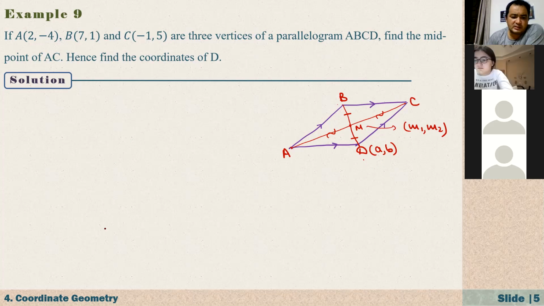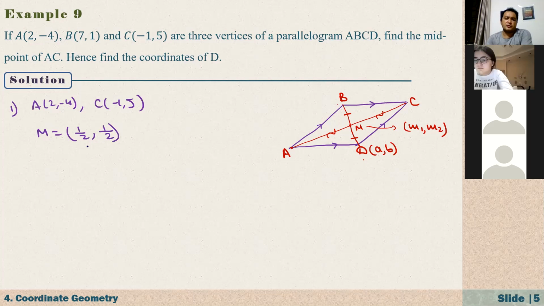Find the midpoint of AC. That is the first part of this question. Since M is the midpoint of A and C, and we know the coordinates of A are (2, -4) and C (-1, 5), then the coordinates of M must be (2 + -1)/2, that is 1/2, and (-4 + 5)/2, that is 1/2. So the coordinates of the midpoint are (1/2, 1/2).